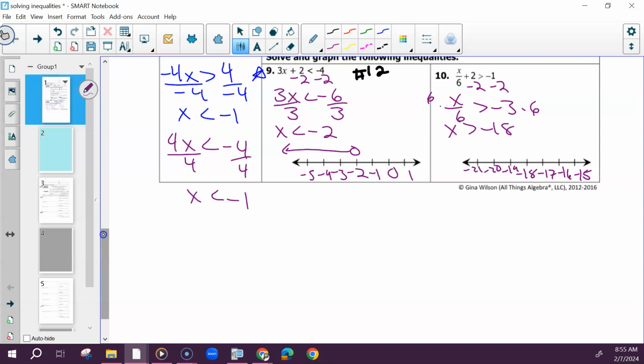Would that be open or closed? Going to the left or to the right? To the right. Everything greater than negative 18. When you finish that, go on to the next page.